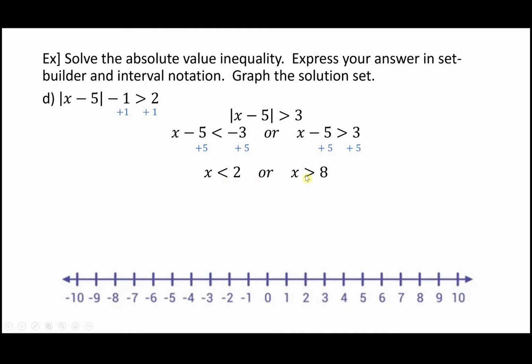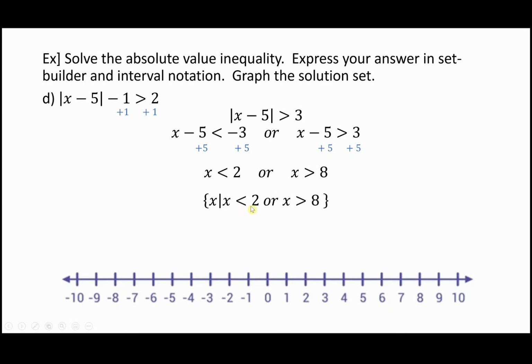So here's the solution set represented with set builder notation. You just simply plop these 2 individual inequalities as you see them with the word "or" in between, between some curly brackets with an X and a vertical bar. So this set notation can be read as the set of all X values such that X is less than 2 or X is greater than 8. There you go. Now, let's go ahead and graph these individual inequalities one at a time.